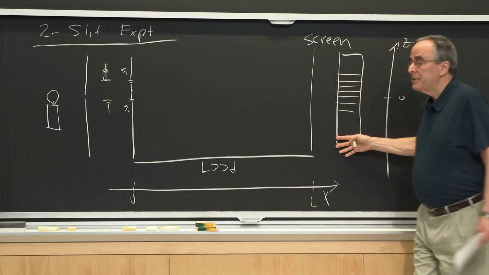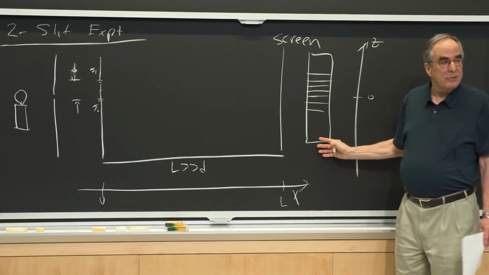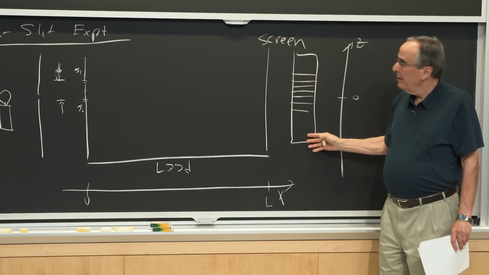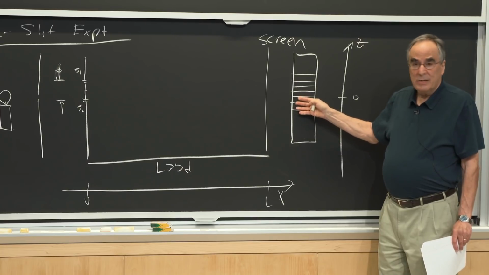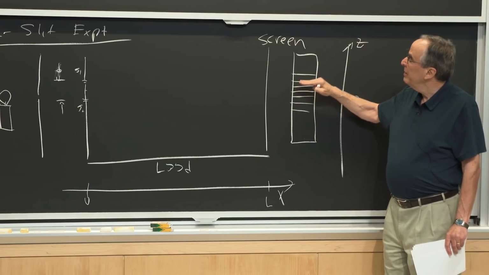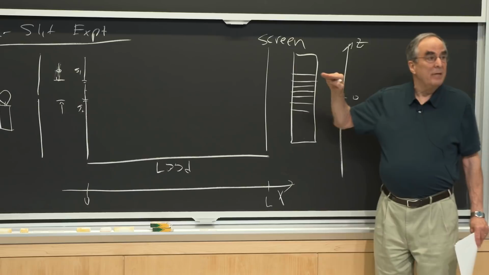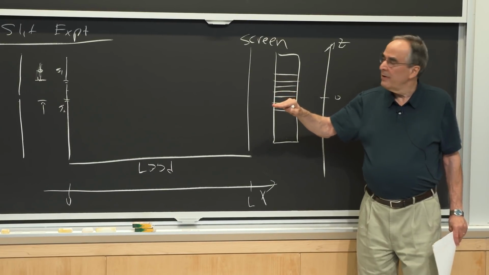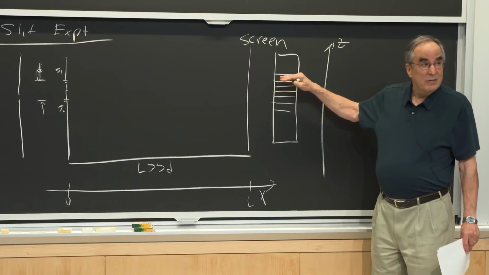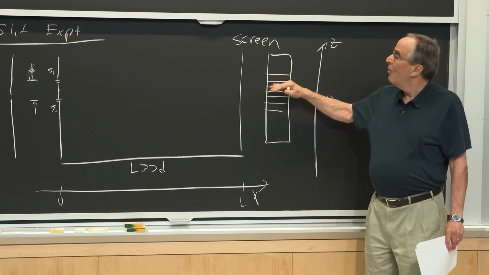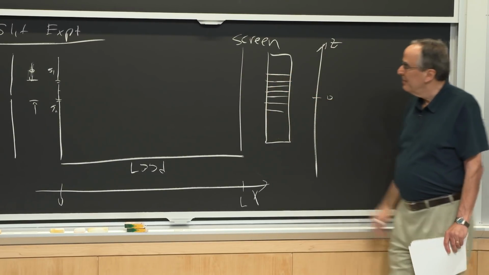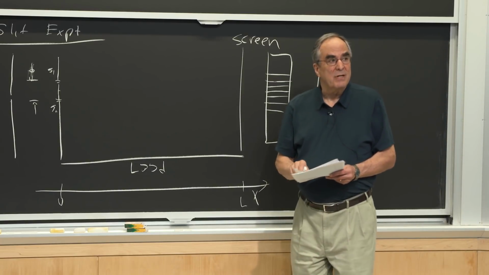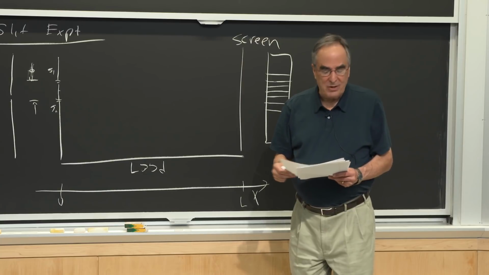So what we want to do is calculate what's going to appear on the screen. And I've already given it away. What you see is a bunch of equally spaced intensity maxima, where we have constructive interference. And in between, we have less constructive interference or destructive interference. And we want to understand that. Now, this is optics. This is no quantum mechanics at all.